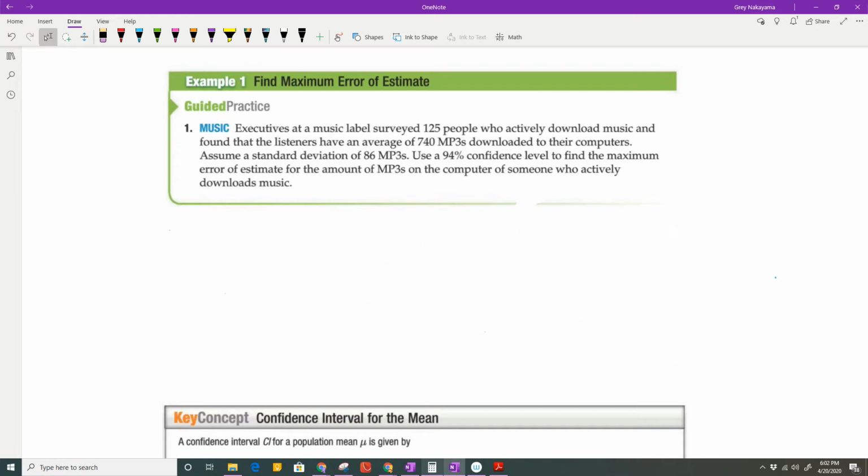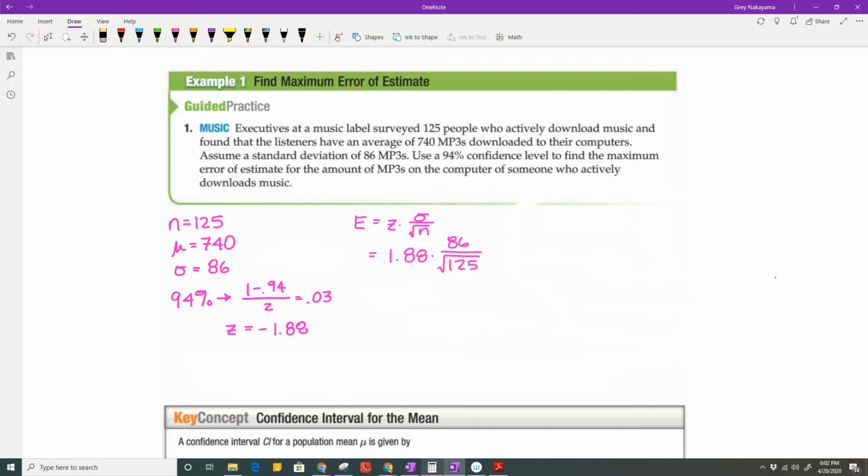Okay, so the vital information that we have from our problem: the sample size is 125, our mean is 740, and our standard deviation is 86. For the 94% confidence level, 1 minus 0.94 over 2 equals 0.03. Those are the little white tails that I was telling you about earlier. Then you find a Z-score. This is the long way of doing it. That's the formula, and you plug in the numbers and you get an answer of 14.46, which is 15 MP3s.